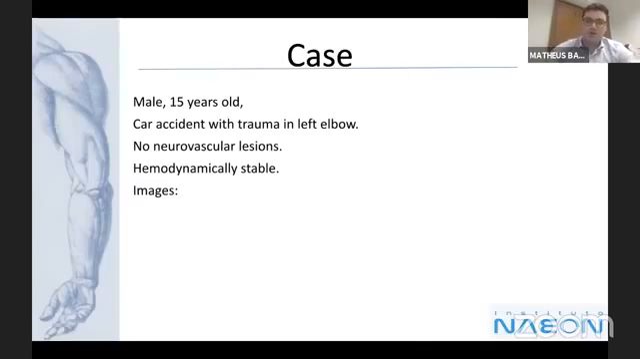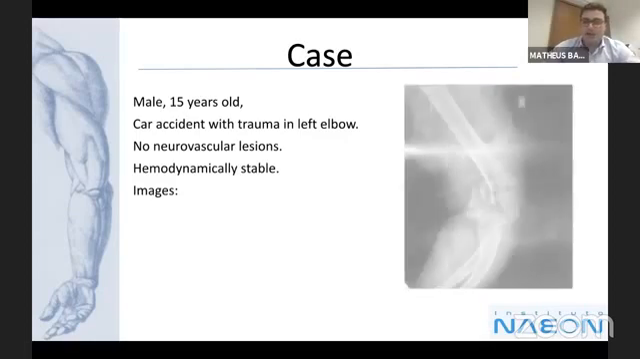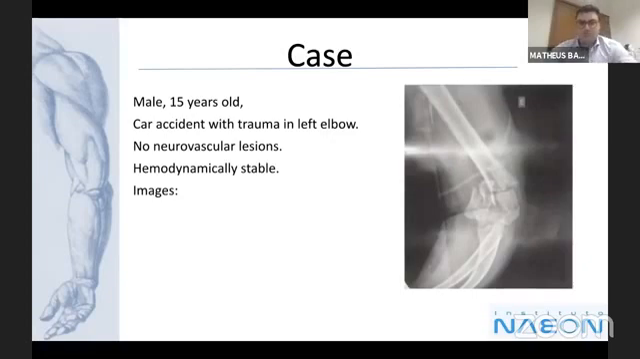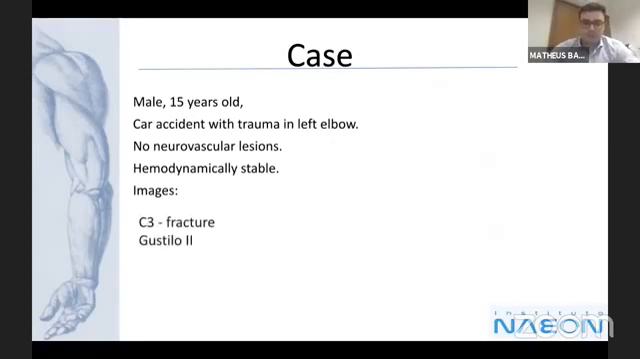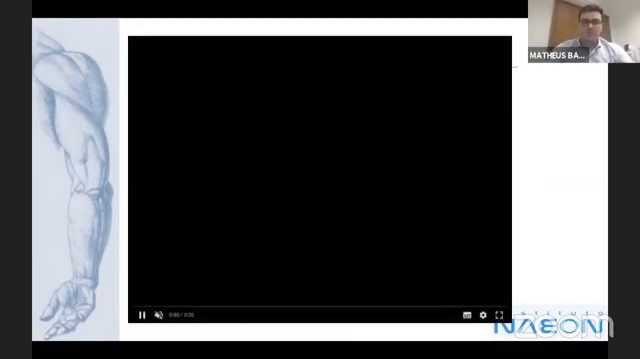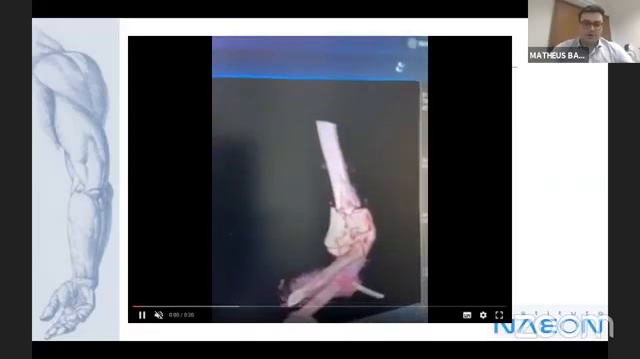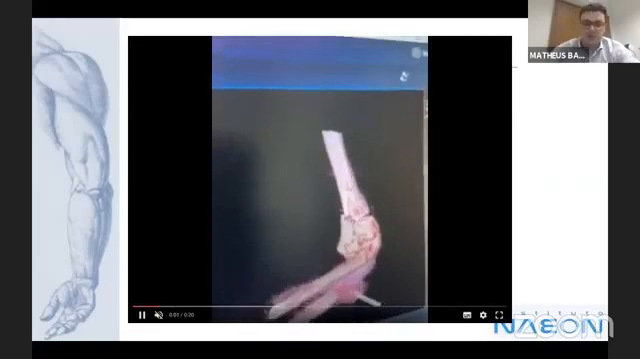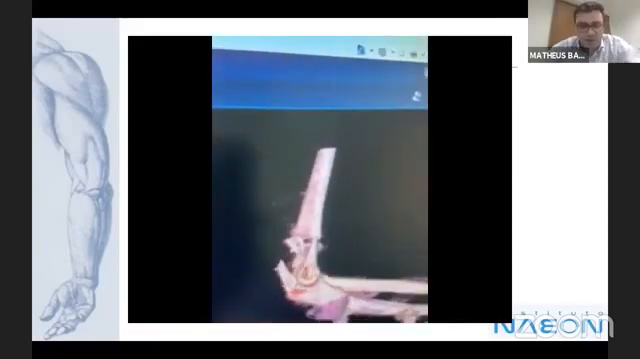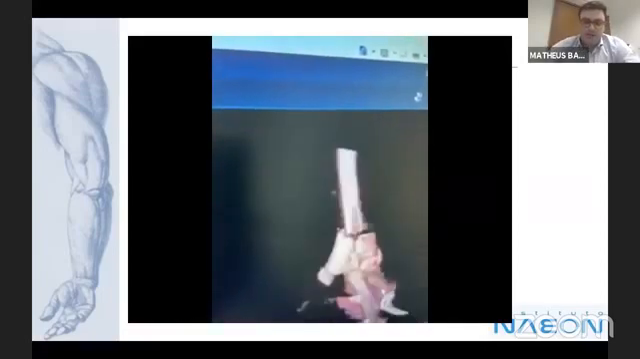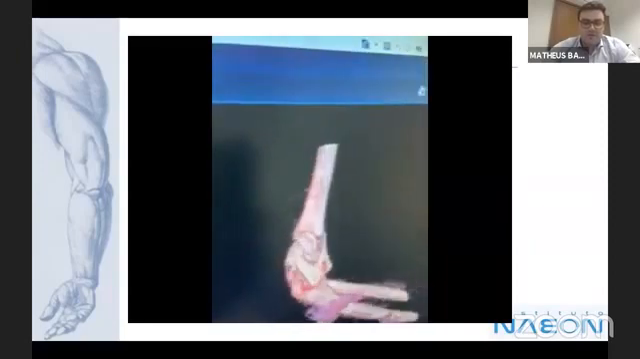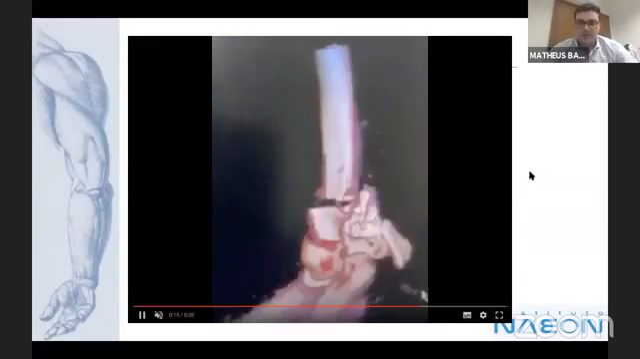And now I'm gonna show you another case. Male, 15 years old, car accident with trauma in the left elbow, no neurovascular lesion, hemodynamically stable, and this image, a C3 fracture with an Gustilo 2. This is the CT scan, where we can see a big break, but in this case, 15 years old, we tried to fix it.